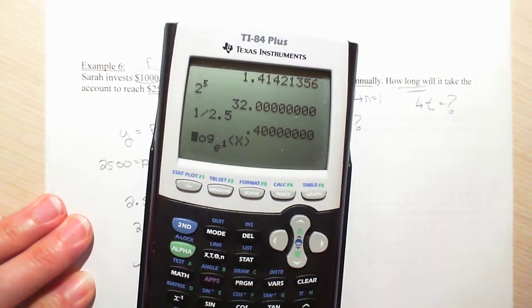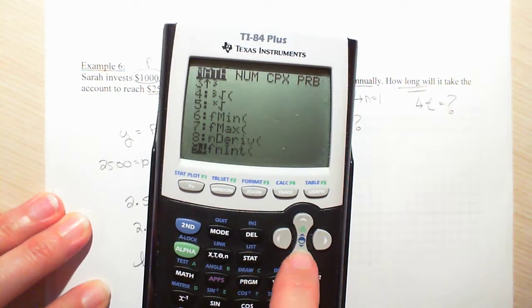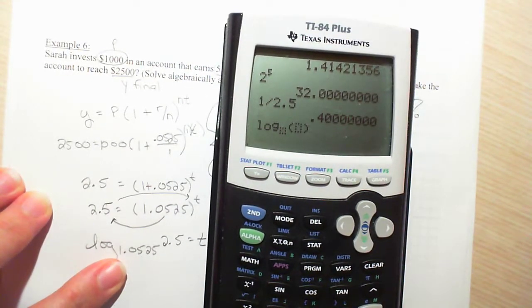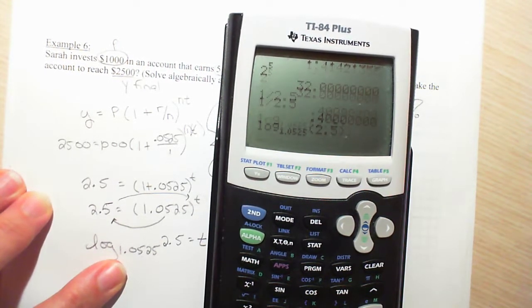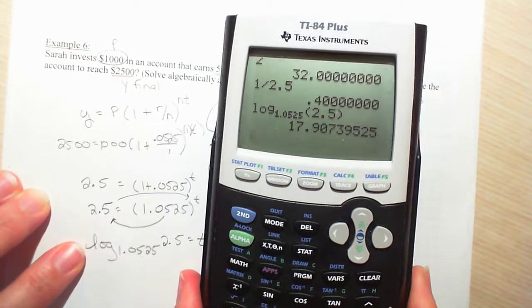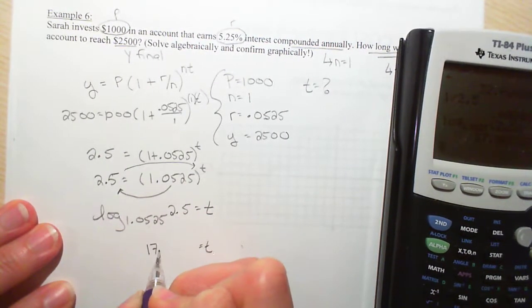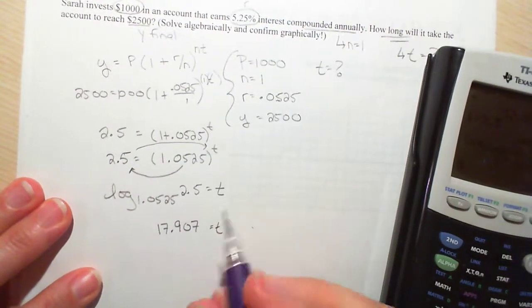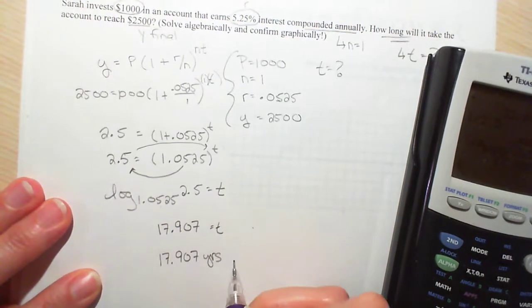So I'm going to do my change of base formula here. So I'm going to do math, log base, and in this case, this is my base, 1.0525 of 2.5 equals 17.907. So t equals 17.907. So you could say this is 17.907 years, or approximately 18 years.